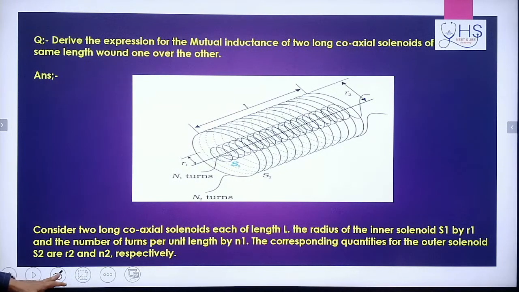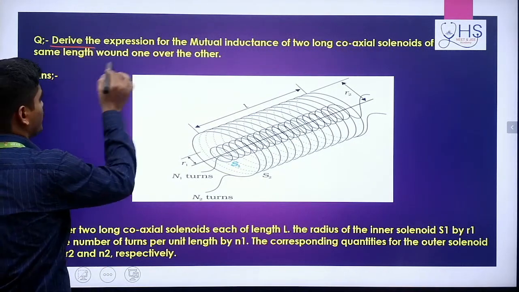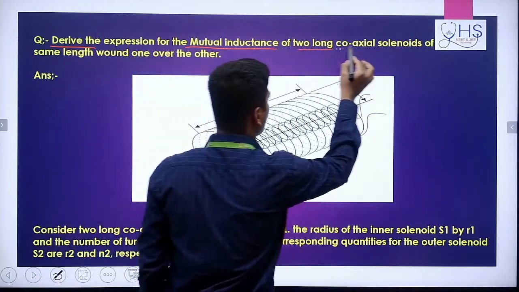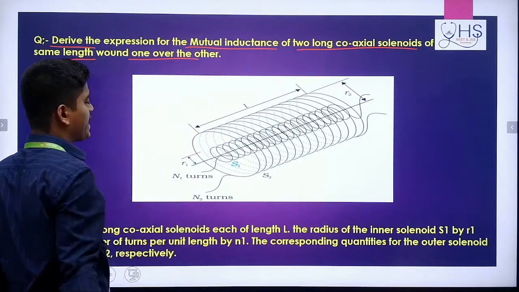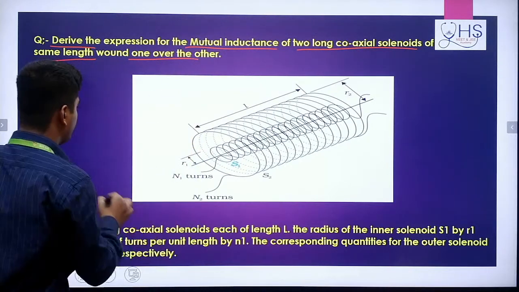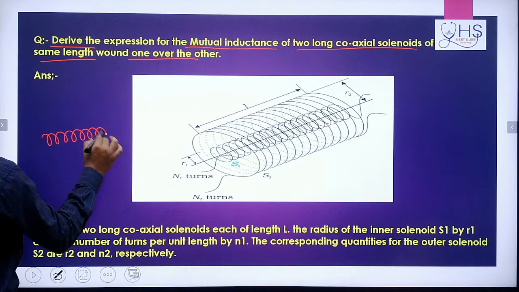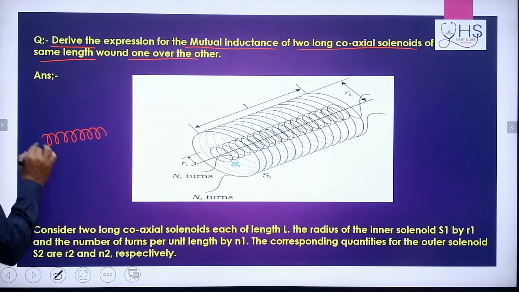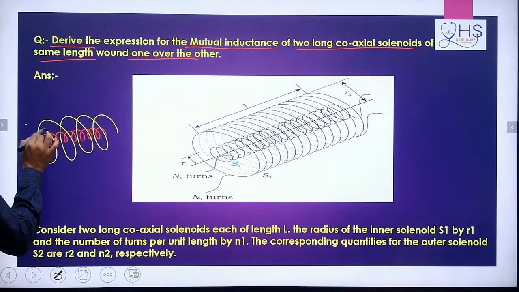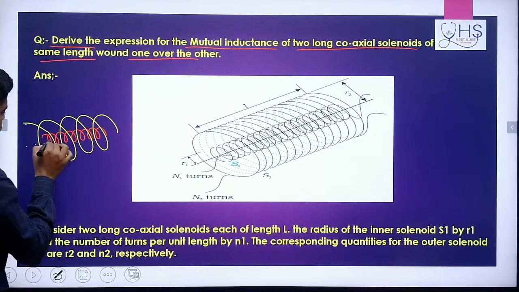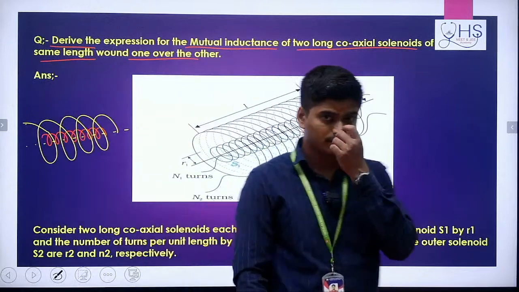Now here a question is given. Derive the expression of the mutual inductance of two long coaxial solenoids of the same length, wound one over another. Now see how it is. One small solenoid is there. Above this solenoid, another solenoid is wound like this. This is the axis of the solenoid. Try to understand.